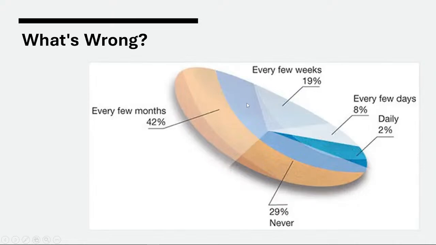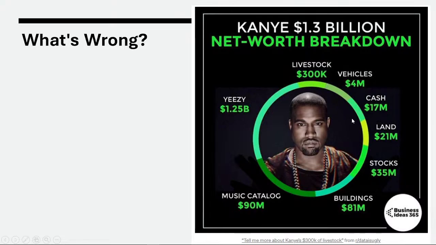Here, because the shading is so bad, this is all out of whack. This 42% is almost half, yet because of this angle it looks like it's only a third. So, very poor design choice here. That's pretty common. Here's another good one.